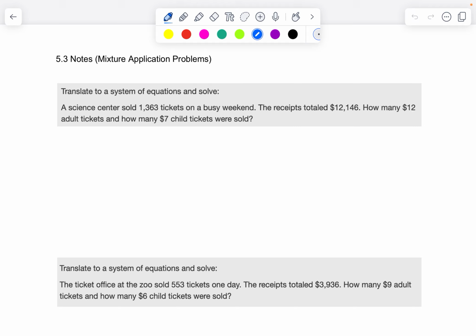So, a science center sold 1,363 tickets on a busy weekend. The receipts totaled $12,146. How many $12 adult tickets and $7 child tickets were sold?